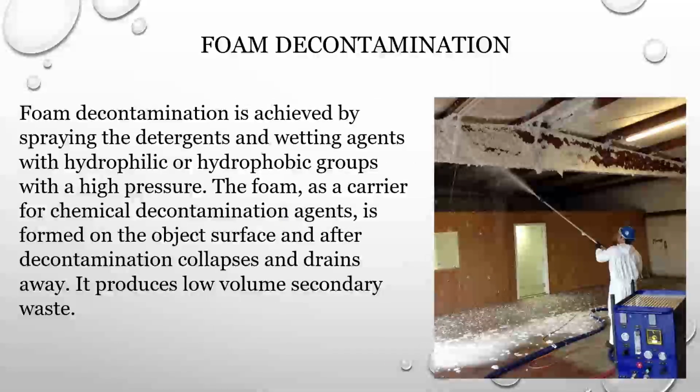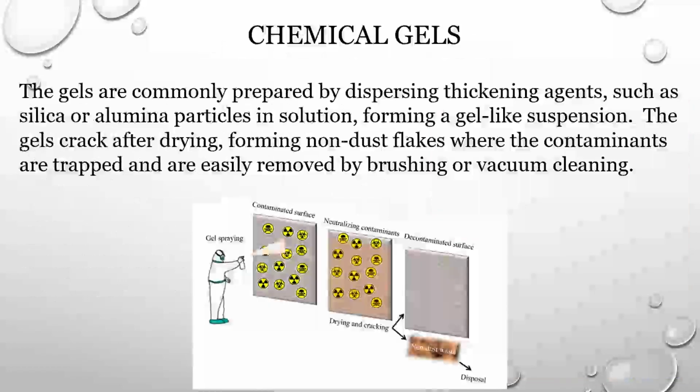The next method is foam decontamination. Foam decontamination is achieved by spraying the detergents and wetting agents with hydrophilic or hydrophobic groups with a high pressure. The foam, as a carrier for chemical decontamination agents, is formed on the object surface and after decontamination collapses and drains away. It produces low-volume secondary waste.